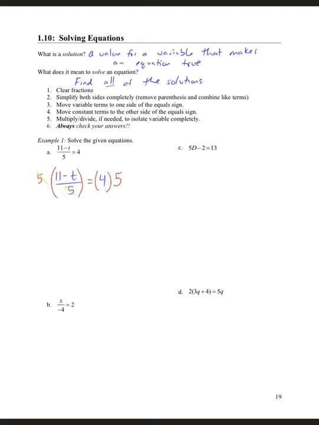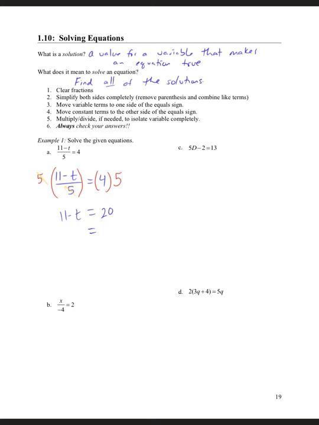Then all we're left with is, bring down your equal sign, and on the left hand side we have 11 minus t, and on the right hand side you have a 20. Now at this point we can do one of two things. We can either move the 11 or we can address this negative t. It doesn't matter. What I'm going to do first is get rid of this 11, because we want to move the constant terms to one side here. So we start with the equal sign.